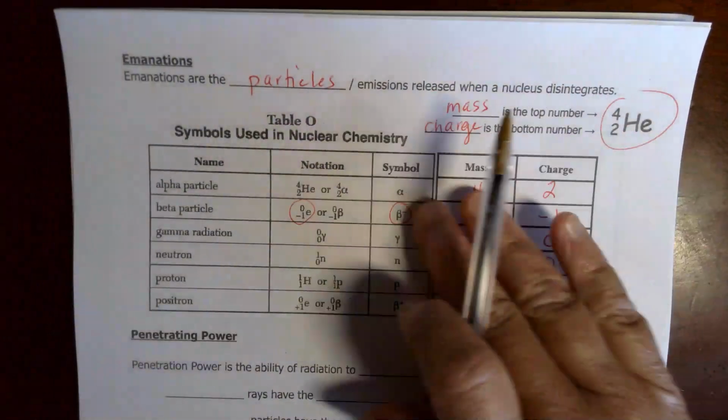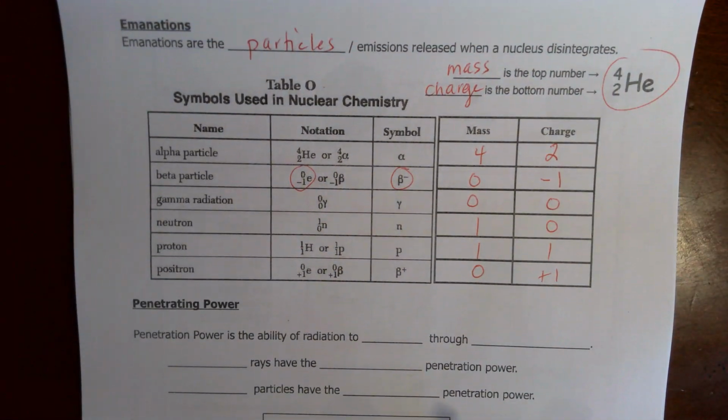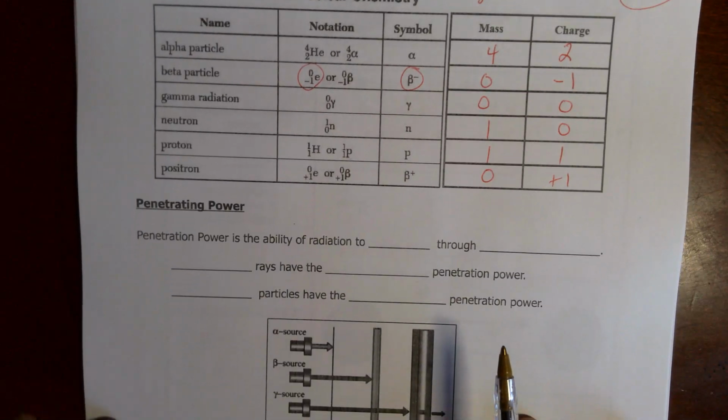So Table O has this information and all the symbols that are available to you, so you do not have to memorize those symbols and that notation.